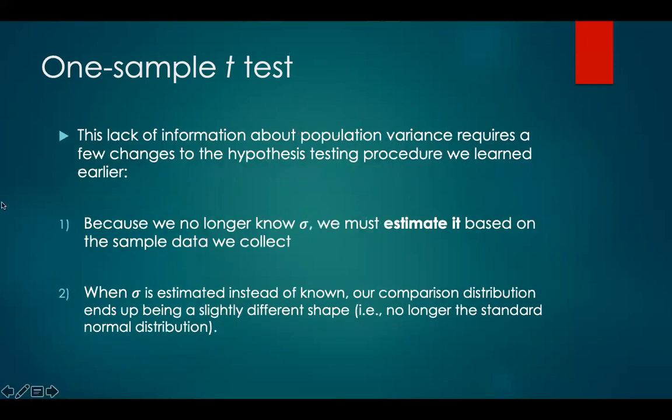Now this lack of information about population variance requires a few changes to the hypothesis testing procedure we learned earlier. Because we no longer know our population standard deviation, or sigma, we must estimate it based on the sample data we collect. And when sigma is estimated instead of known, our comparison distribution ends up being slightly different in shape. So it's no longer the standard normal distribution we worked with earlier.